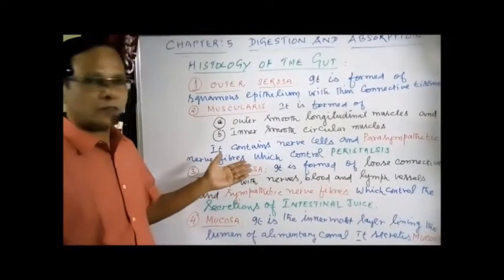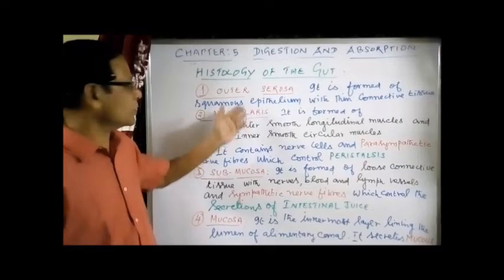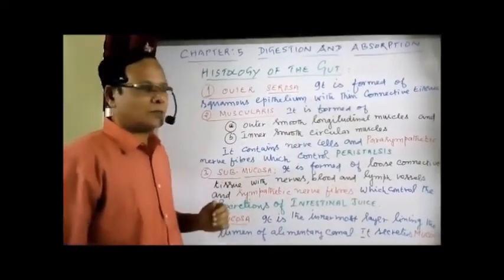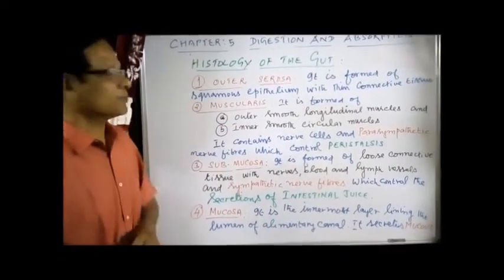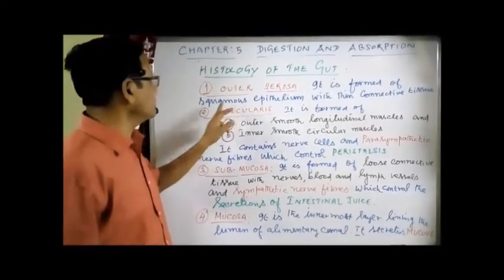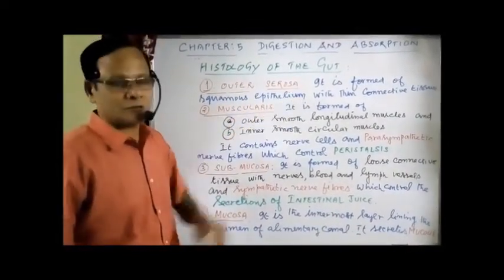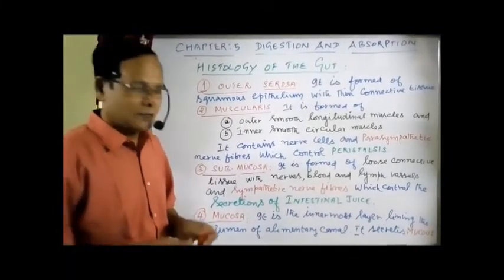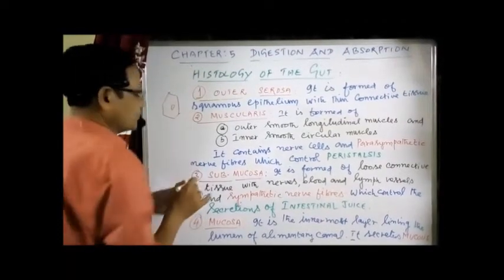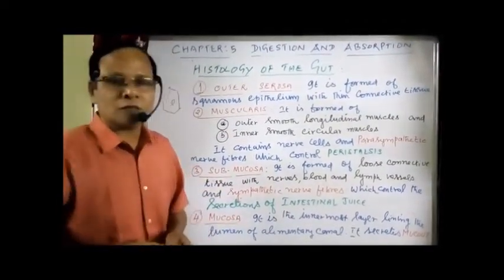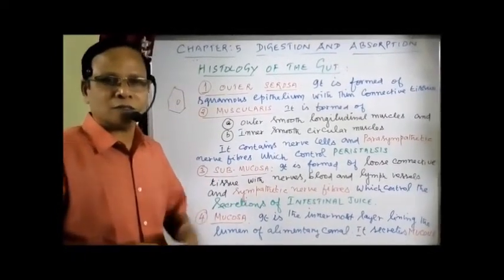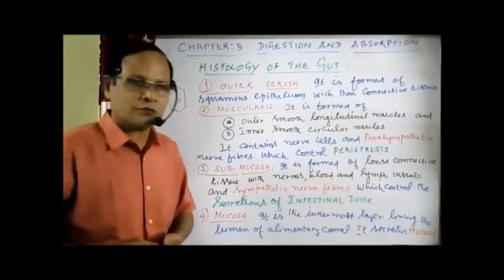As I mentioned earlier, the wall of the alimentary canal is formed of 4 layers. Now, what are the 4 layers and what are the components present in them? The outermost layer is the serosal layer. It is formed of squamous epithelium with thin connective tissue. Squamous epithelium is normally polygonal in shape, like this. But the serosal layer is normally absent in the esophagus region. So it is absent in the esophagus.